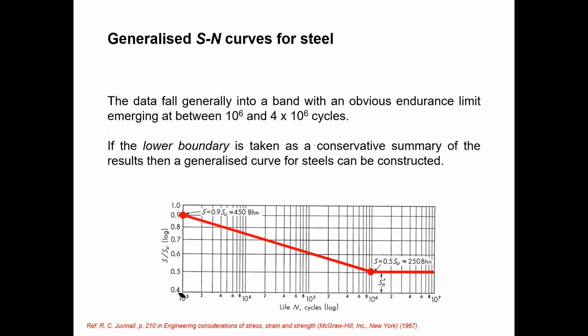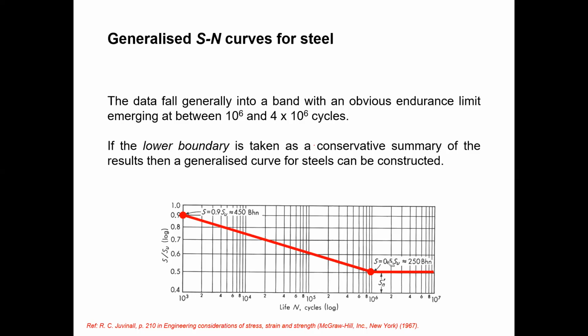As I told you, the initial point we normally consider is 10 to the power 3 cycles, and for steel the endurance limit is reached at 10 to the power 6 cycles. Okay, this is the endurance limit. So the strength will not go much lower than this stress after this point. This is half of the ultimate tensile strength. That's the meaning of the 0.5 here.